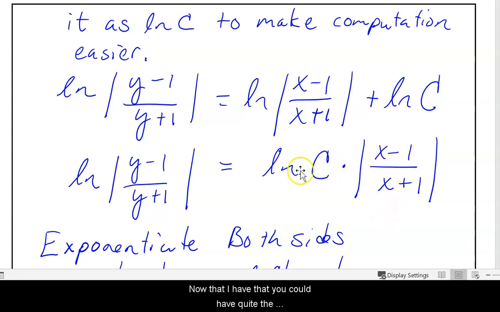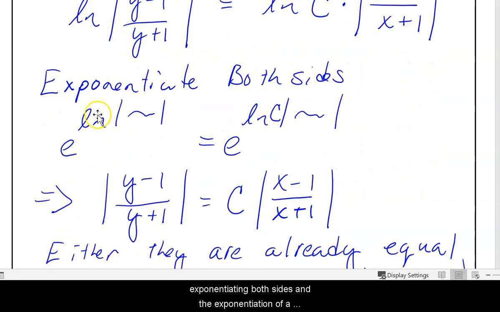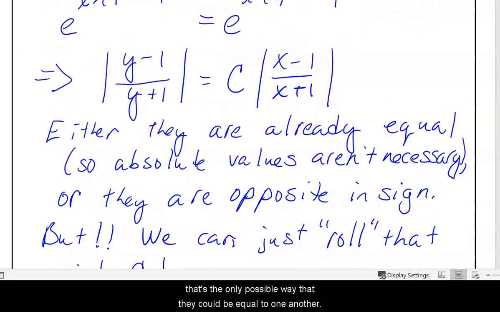Now that I have that, you could equate the arguments, or since what you're really doing is exponentiating both sides, and the exponentiation of a natural log leads to dropping the natural log. In other words, you are equating the arguments. Now, since I have an absolute value equal to a constant times an absolute value, then there are only two possibilities. Either they're already equal or they're opposite in sign. That's the only possible way that they could be equal to one another.